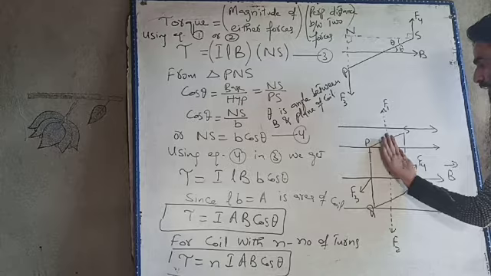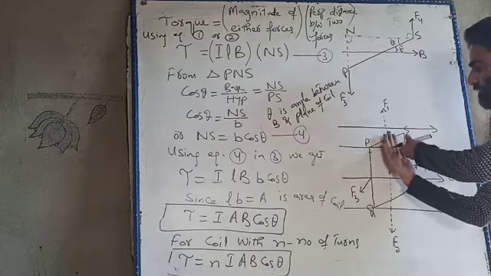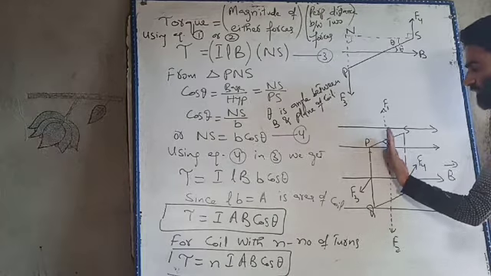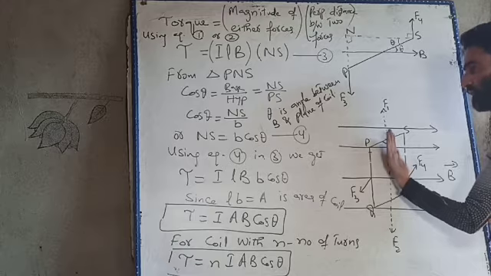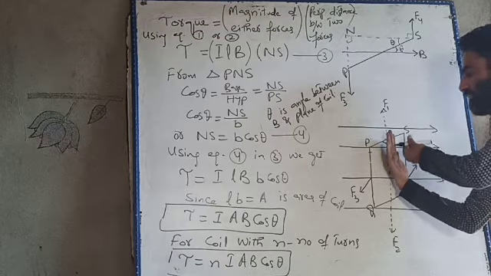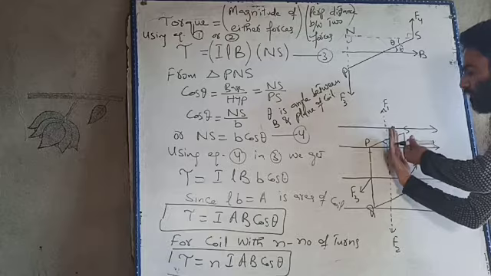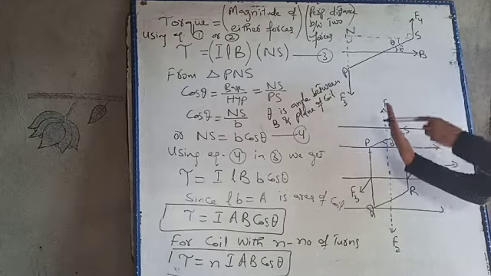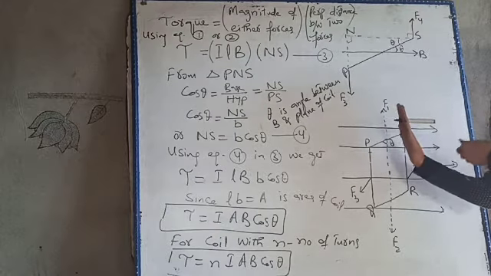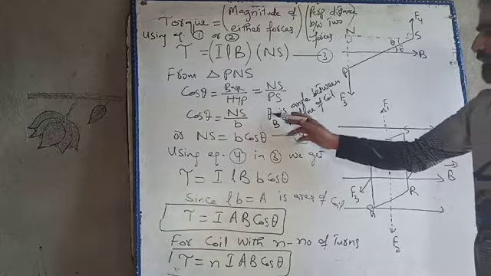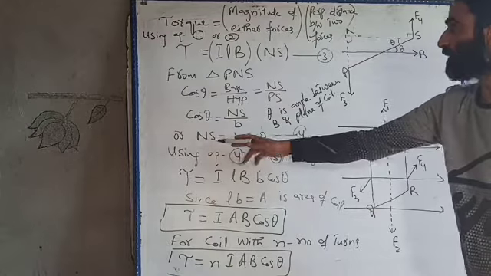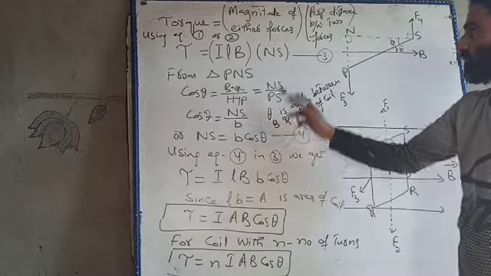This is the plane of the coil, and this is the direction of the magnetic field. If the plane gets rotated a little, and this is the magnetic field direction, then how much will be the angle between the plane of this coil and this applied magnetic field? It is the angle theta. So use this NS for this value: it is b cos theta over here.